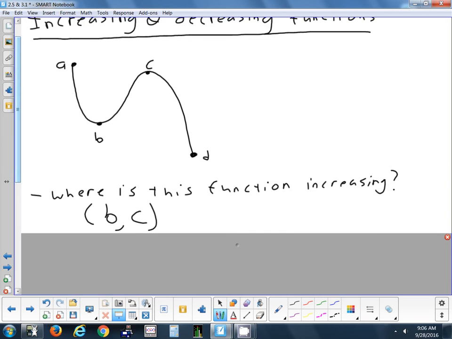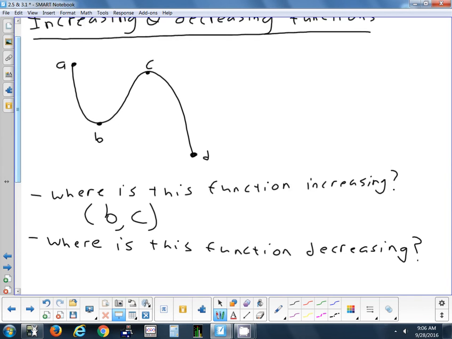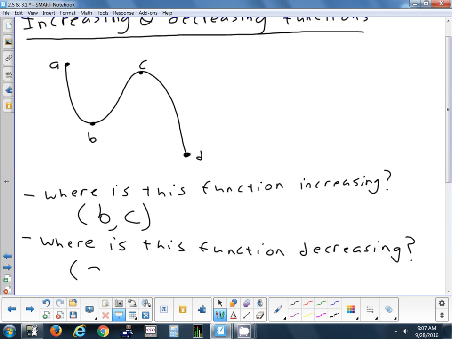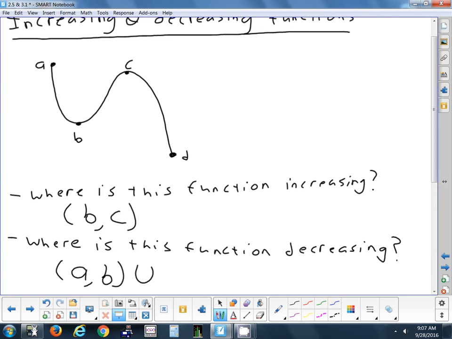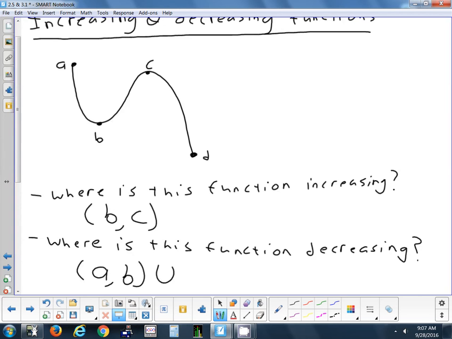Okay, so it's increasing from B to C. Where is it decreasing? What about Taylor? From where to where? A to B. Yep, A to B, it's decreasing. And where else? C to D. Yeah, also from C to D.